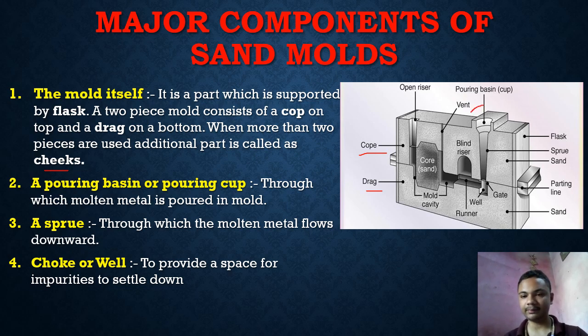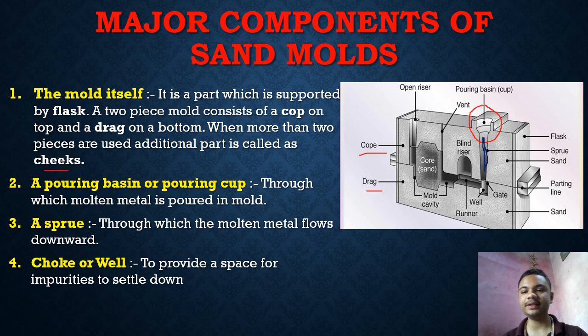Next component is the pouring basin. Through the pouring basin, we pour the molten metal. It is shown here, the pouring basin. Next component is the sprue. Through the sprue, molten metal flows downward. You can see here, it is the sprue. From this part, molten metal flows downward.